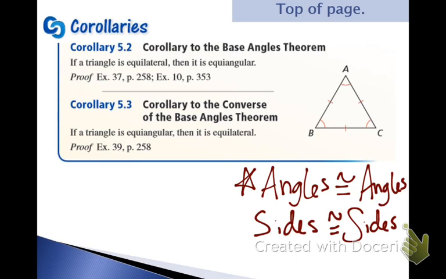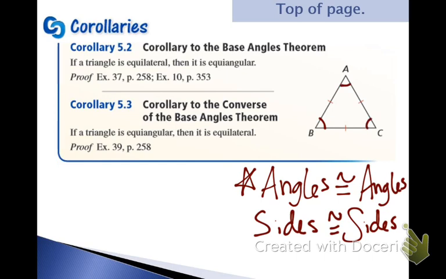So if it's equilateral, it's equiangular. If it's equiangular, then it is equilateral. So this is where I have to remind people the most that angles will be congruent to angles and sides will be congruent to sides. So if it's equiangular, all of the angles are the same measure.